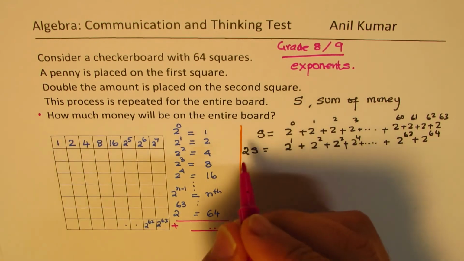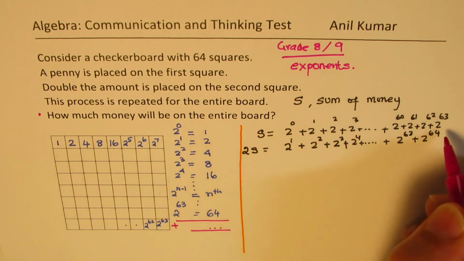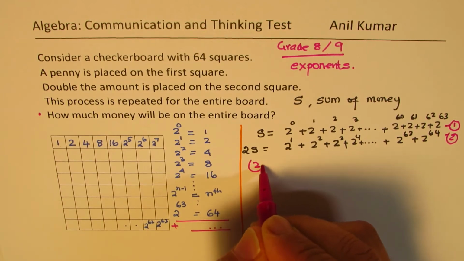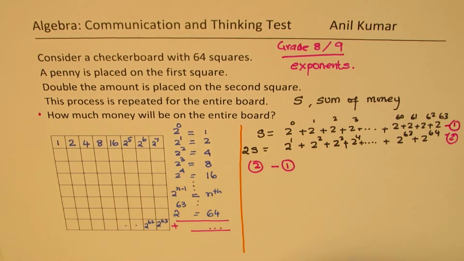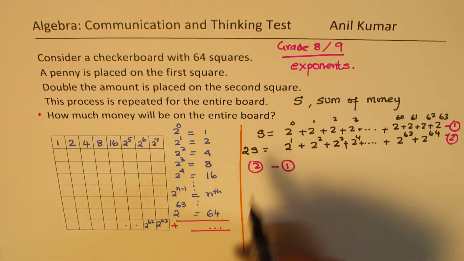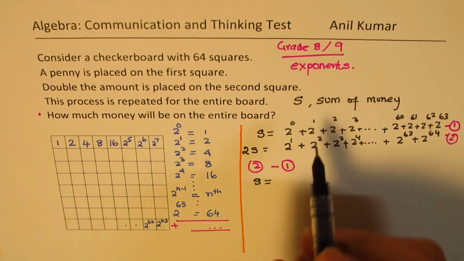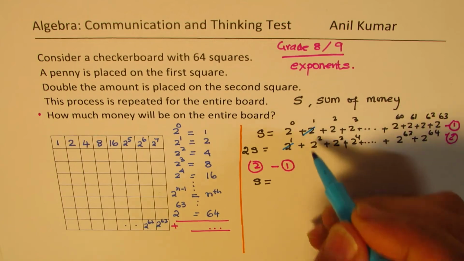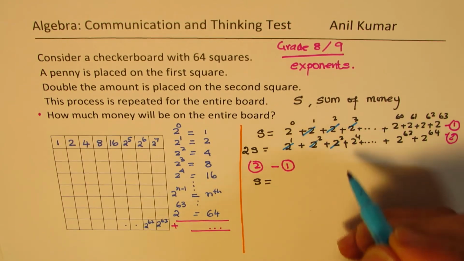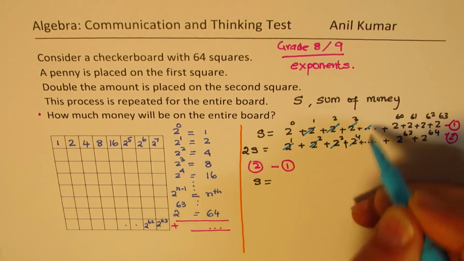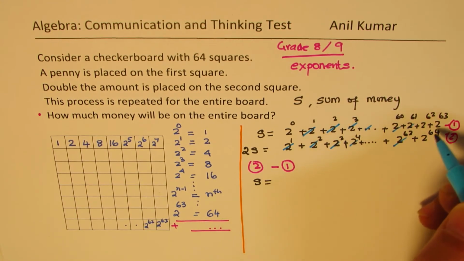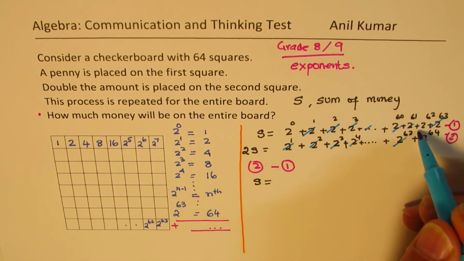Now see what happens if I take away, let's say we call this as our equation 1, this as equation 2. What happens when I do 2 minus 1? Well, if I do 2 minus 1, I get S equals 2. Now here, I'm taking away the first equation from the second. So this and this will cancel, this and this will cancel, these will cancel, correct? So likewise, this will cancel with this value. And you'll find all of these terms, 63 will cancel with 63.